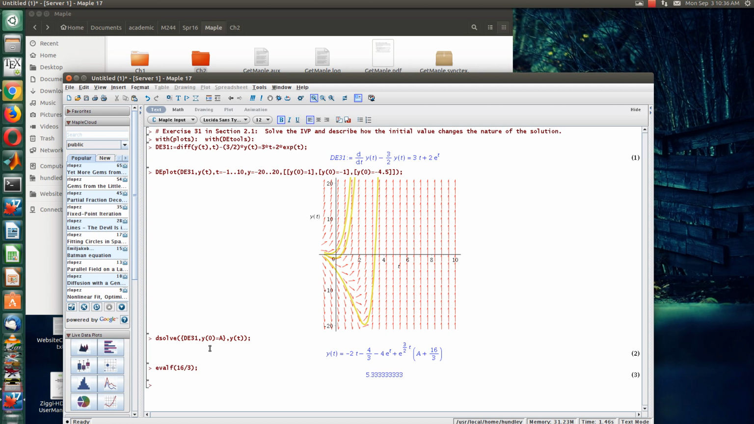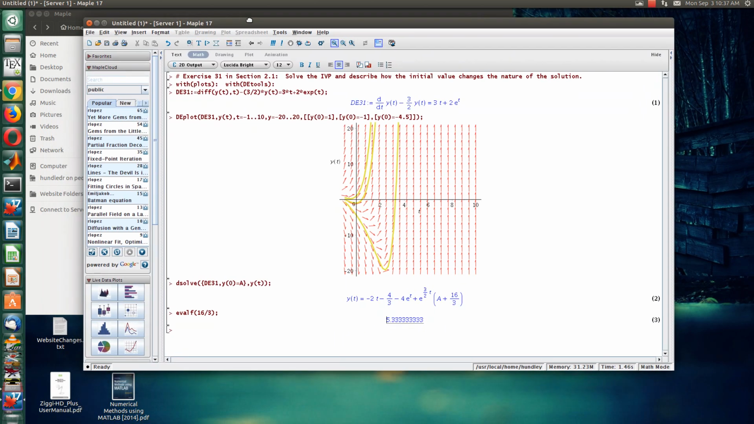Okay, so anyway, we see that numerically we may not be able to see it exactly, but just from our computation here, we can see that the value that we want is minus 5 1/3. Okay, so that solves problem 31. The other ones are very similar.